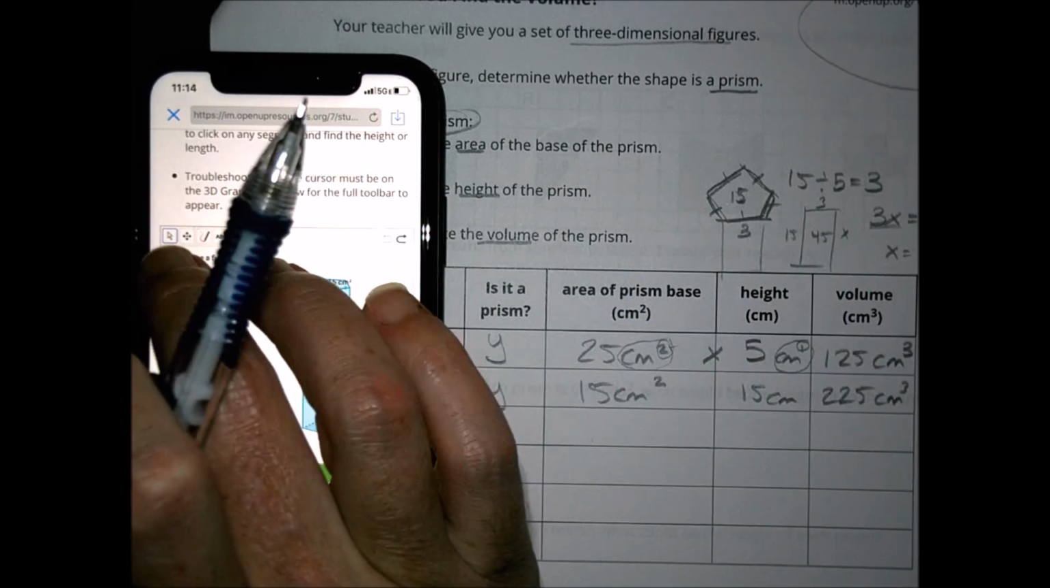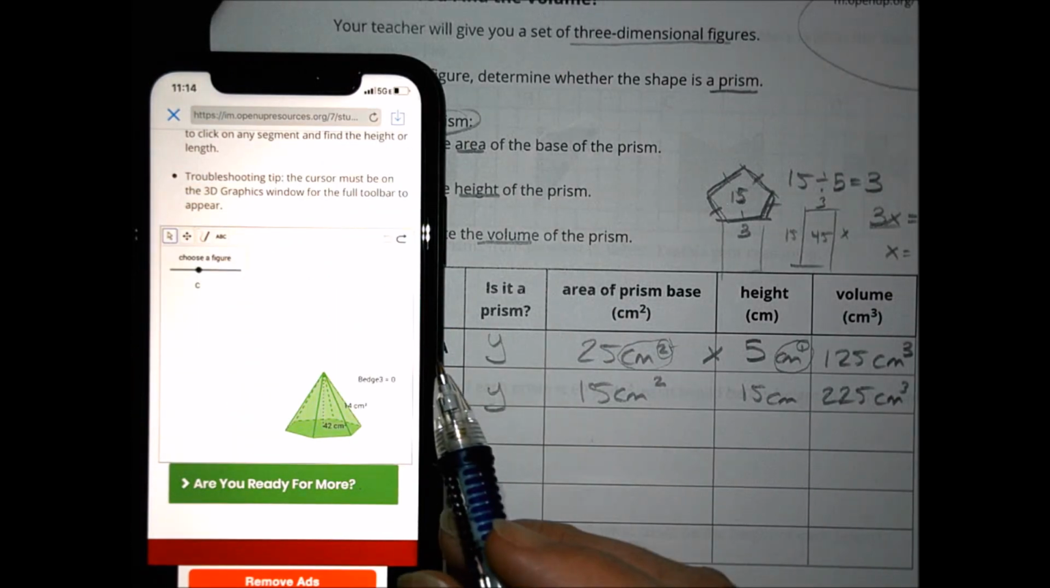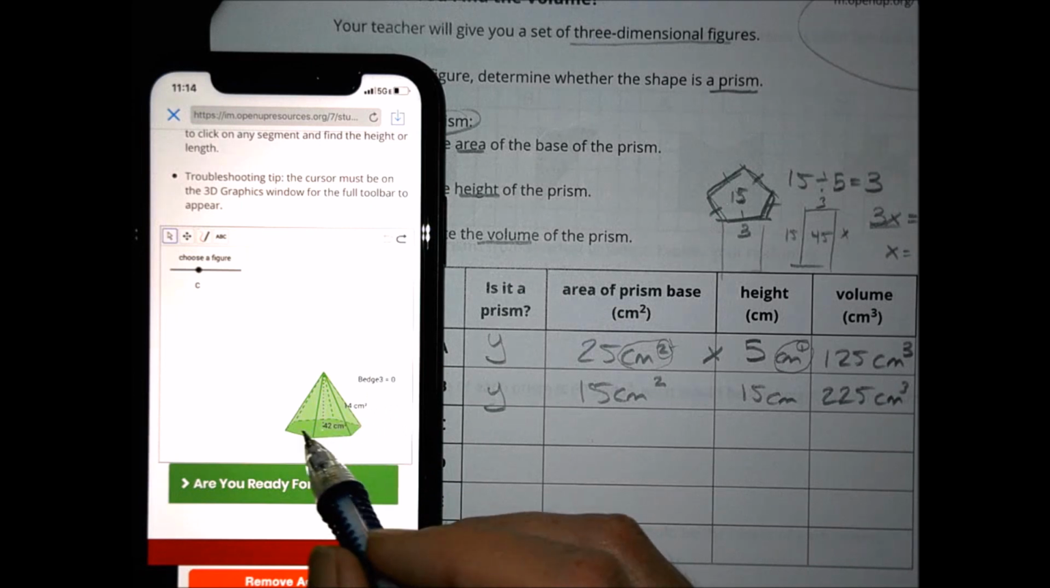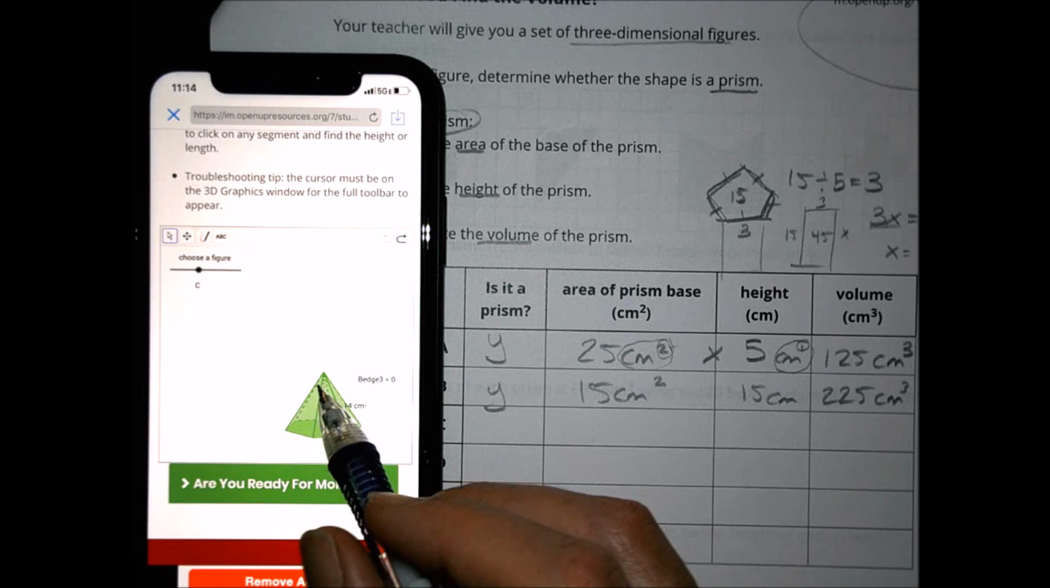Let's look at C. So C, we have this shape here, and with this shape, we're going to say, well, I have a hexagon on the bottom with all these things coming up to the top like so.